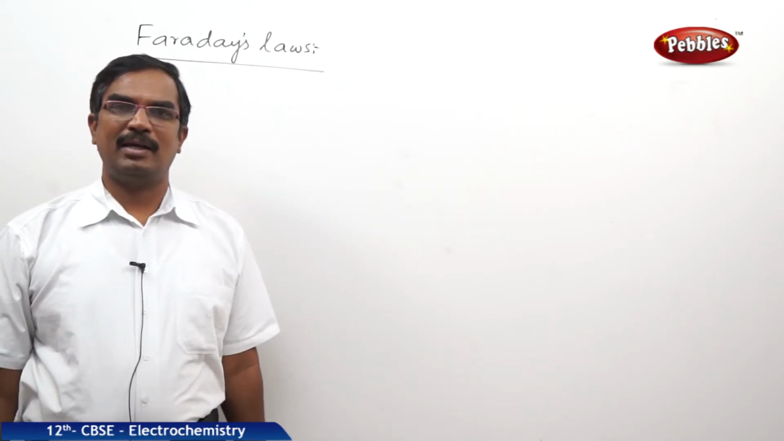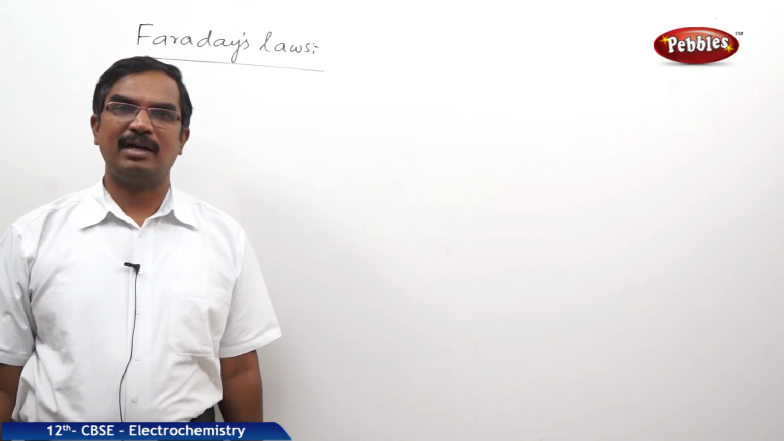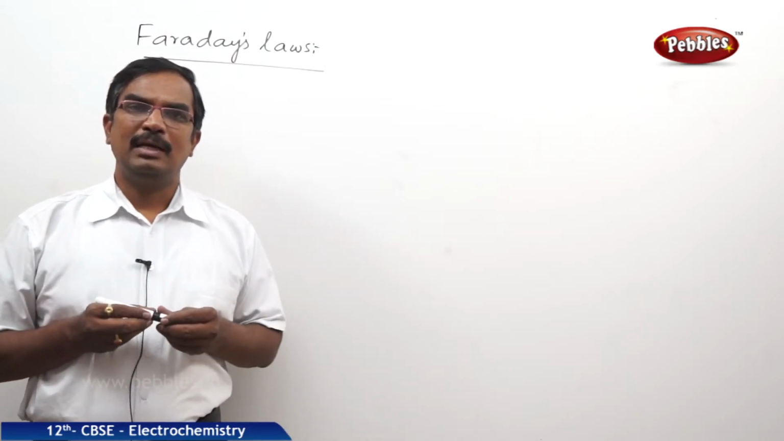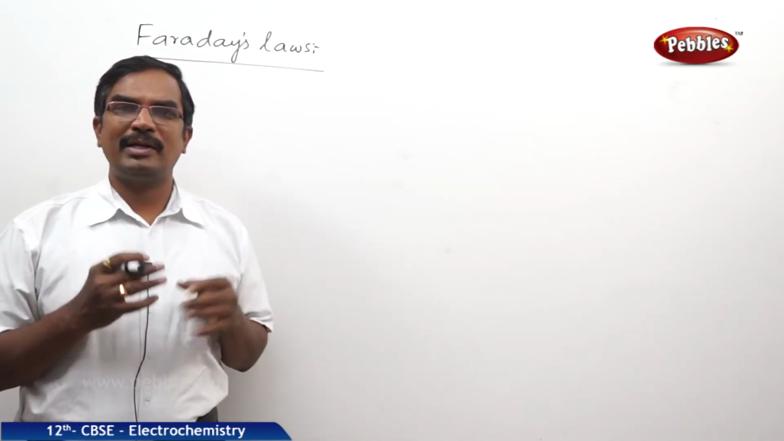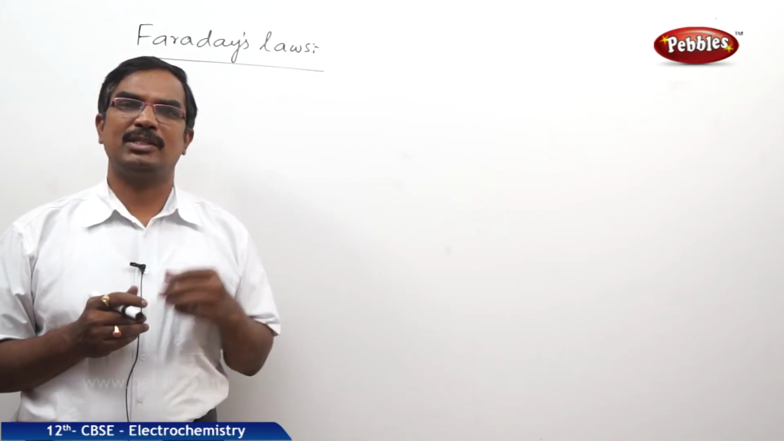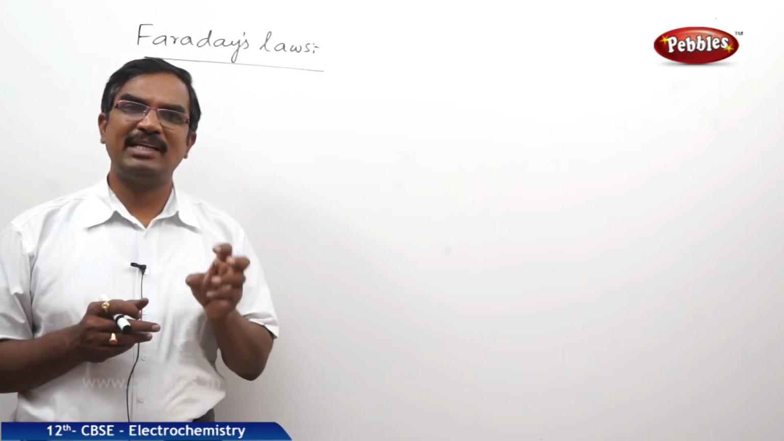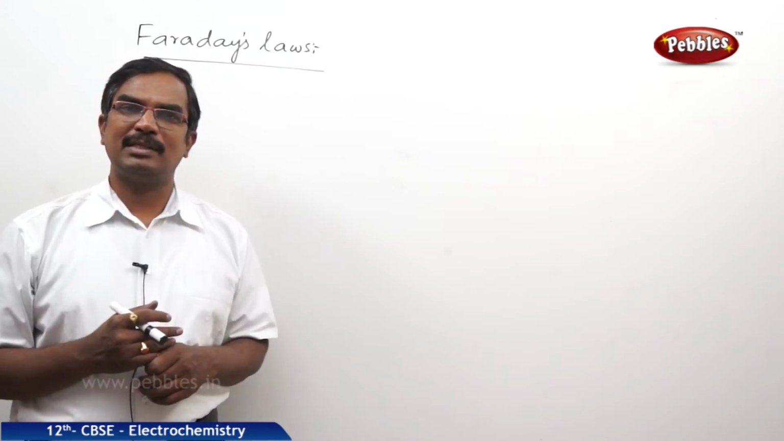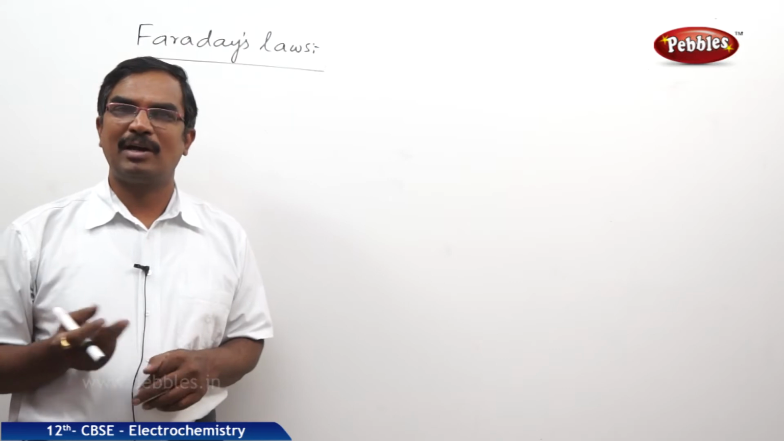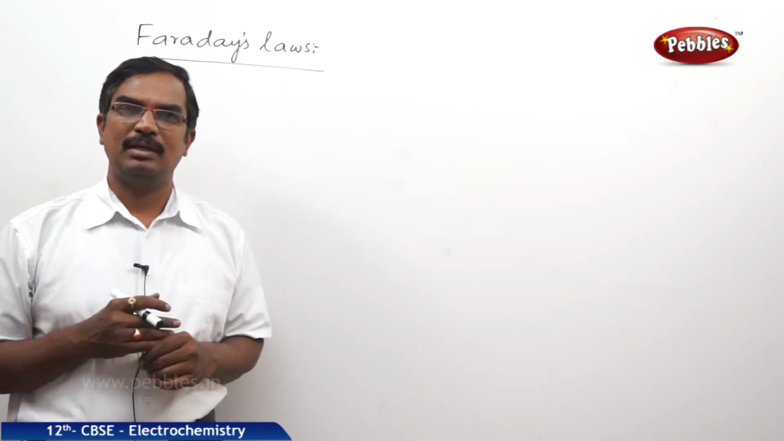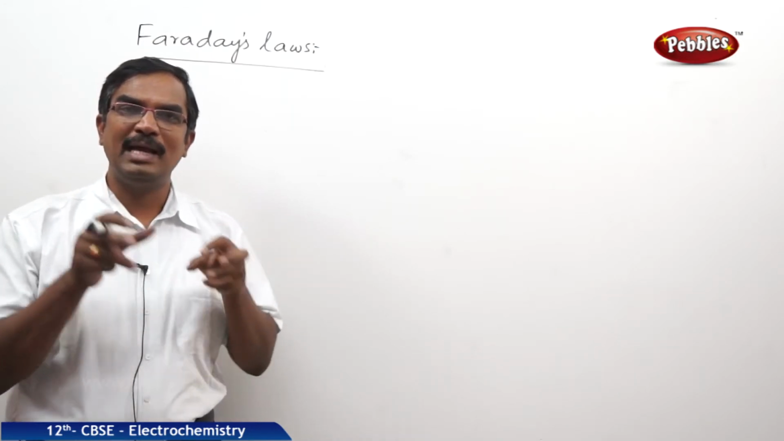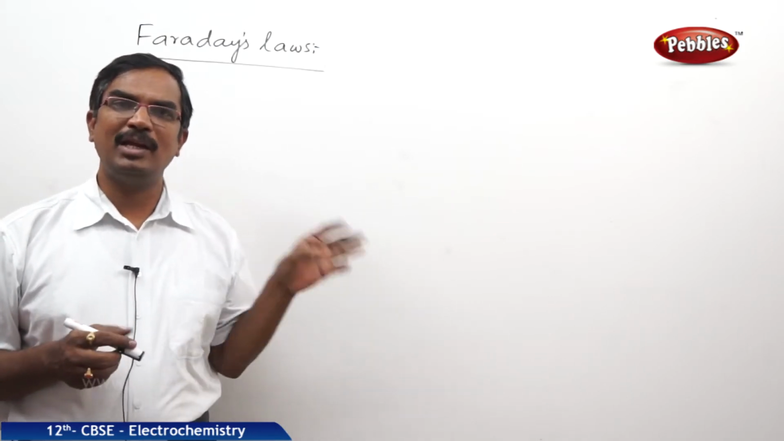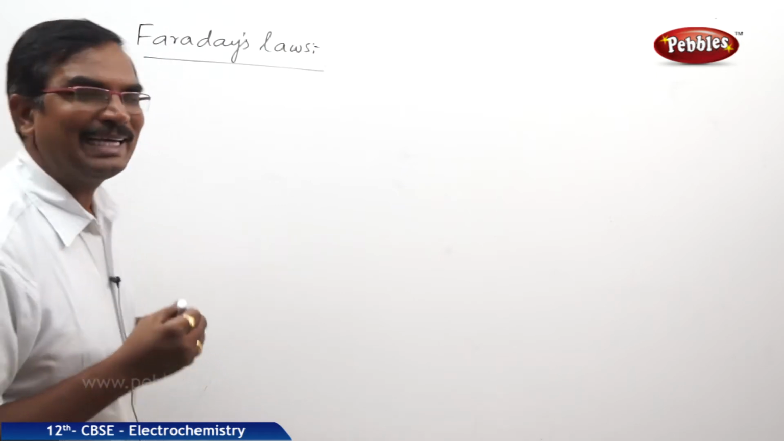Here we have two Faraday's laws, Faraday's first law as well as Faraday's second law. Generally, this shows whenever the corresponding electrode reactions occur, how they are related with reference to the corresponding charge which is used. That is, how much quantity of the substance is deposited, released or evolved at the electrode whenever a certain charge is utilized in the corresponding electrode reactions.